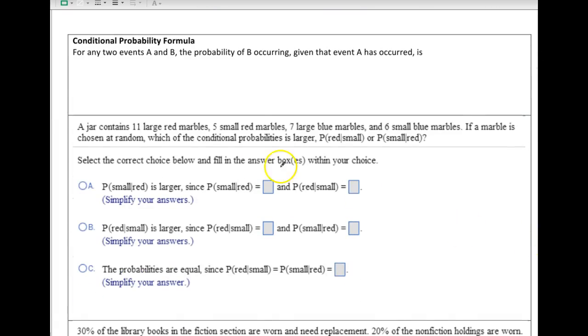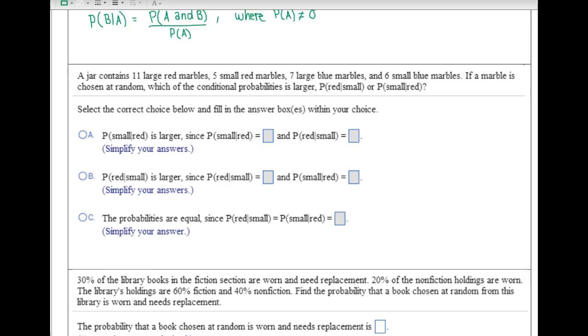Okay, conditional probability formula. This formula is kind of what we've been doing already, but it formalizes what we've already figured out. For any two events A and B, the probability of B occurring given that event A has occurred is probability of B given A, the probability of A and B over the probability of A. And this is only where the probability of A is not 0.